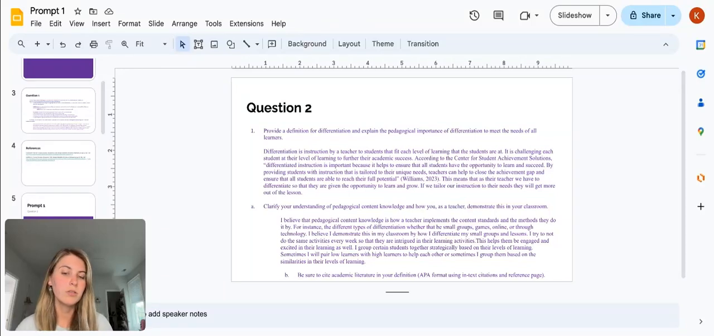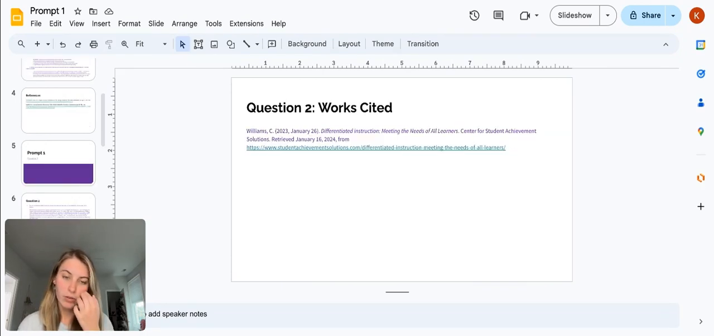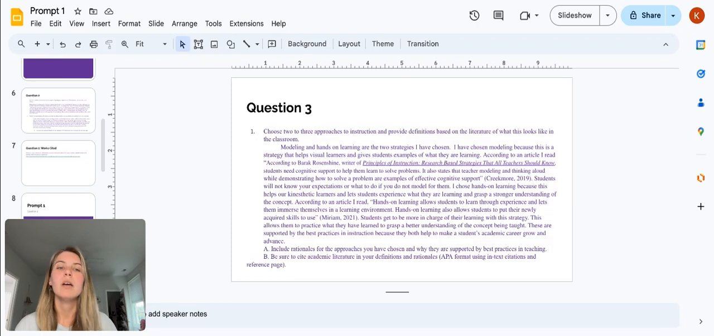I group certain students together strategically based on their levels of learning. Sometimes I will pair low learners with high learners to help each other, or sometimes I group them based on the similarities in their levels of learning. There's my works cited for that.